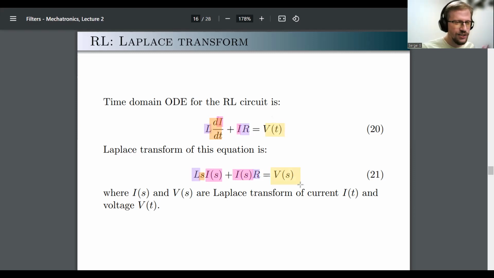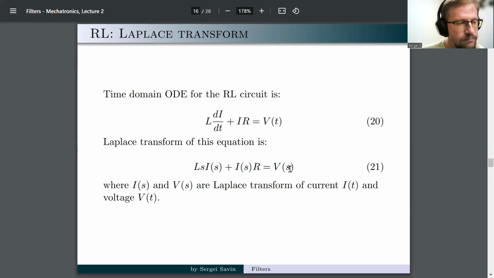So you can see I didn't do anything. I just replaced the functions with their images in the Laplace domain, but since I don't know those functions, I just write them with a new variable. The only thing that I did change is that the derivative becomes s. Okay, that's it. So this is the same equation, but in the Laplace domain.